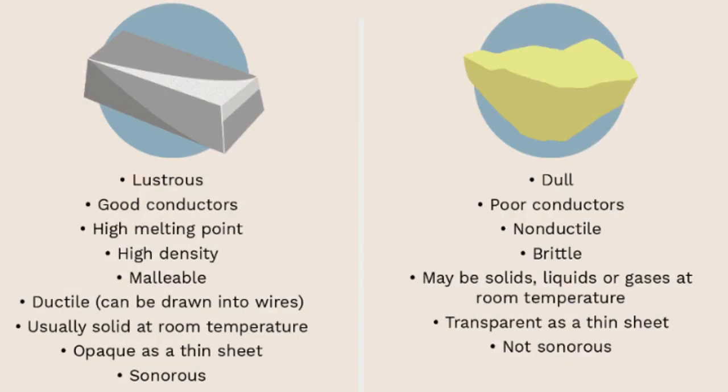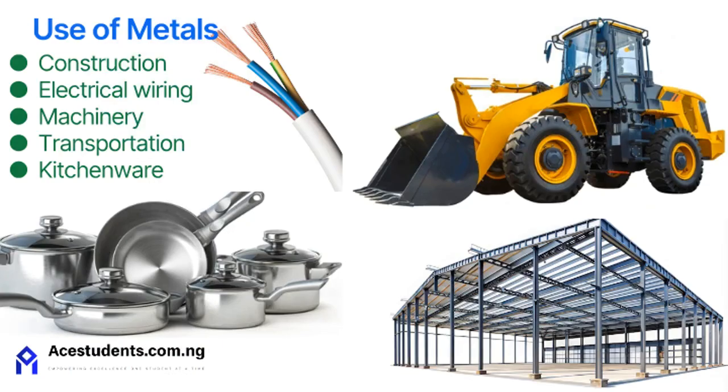This table summarizes the differences between metals and nonmetals across physical and chemical properties. Metals are widely used in everyday life. They are essential in construction, electrical wiring, machinery, and making kitchen utensils.